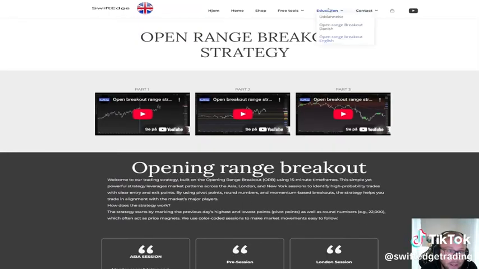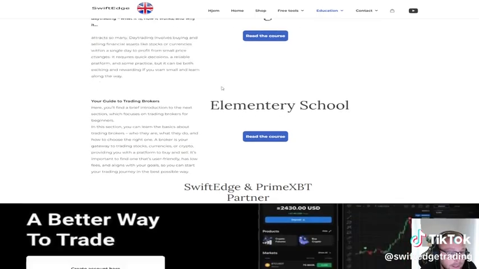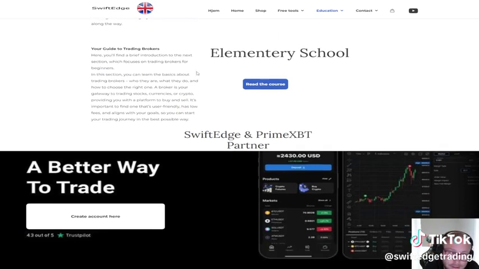Then we have our education. It's also free. We have the kindergarten, where it's the basics. And elementary school is where you are taught about the brokers, what to look for and what not to take, and the difference between an order book A broker and an order book B broker and stuff like that. So you can go to a broker with confidence and be calm about it. That's the elementary school.